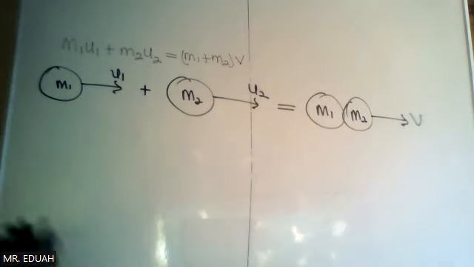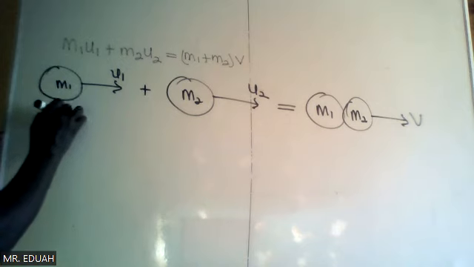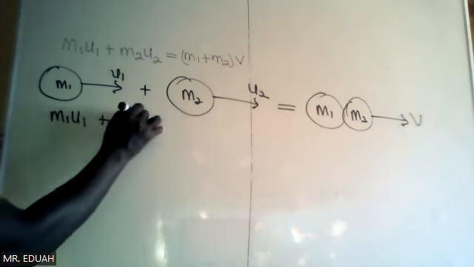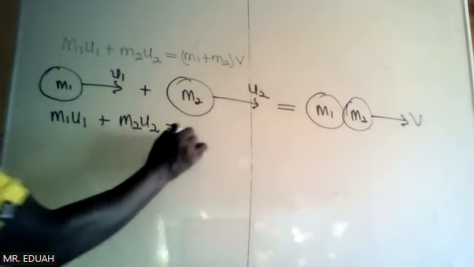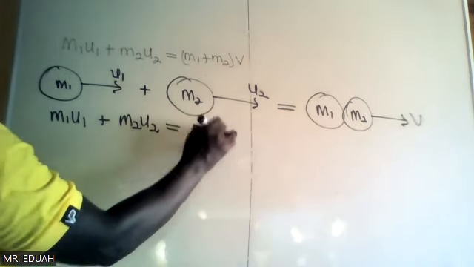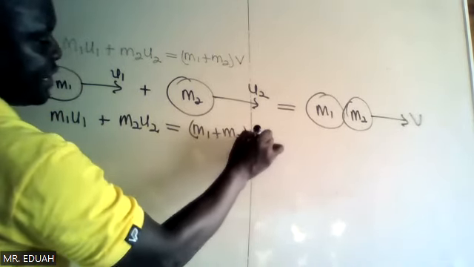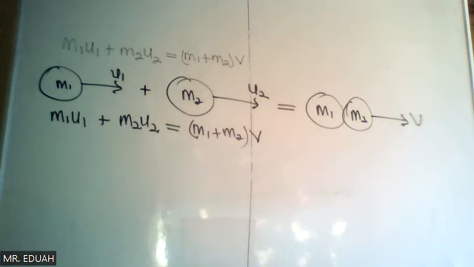So if they are moving in the same direction, then M1 U1 plus M2 U2 is equal to M1 plus M2 times their common velocity V. So in the question I just gave you, that is what it is. We have to find the common velocity if initially both cars are moving in the same direction and if they are moving in opposite direction.